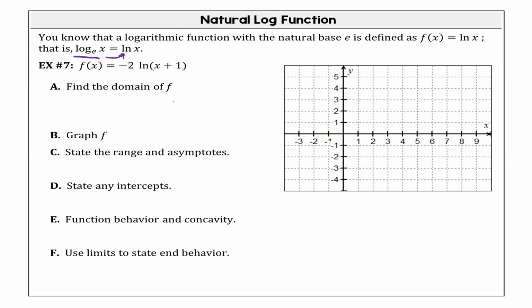domain of f, okay? Notice that it doesn't say graph first. It says find the domain. That means we're establishing the domain before we even graph the function. Your domain is based off of your horizontal translations. Does that make sense? Your horizontal translation dictates your domain, and that's because there is a vertical asymptote.